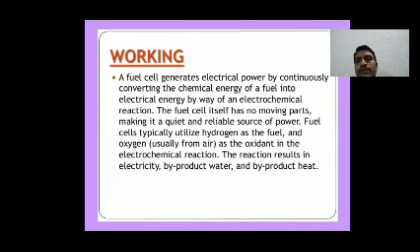At the anode, hydrogen gas reacts with 4OH minus to form 4H2O in liquid plus 4 electrons. Overall reaction: 2H2 gas plus O2 gas to form 2H2O in liquid plus heat energy.